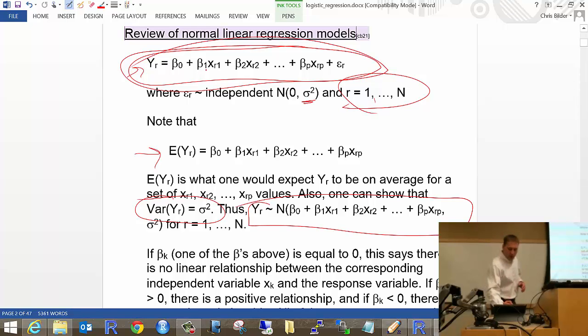With this model, we're very interested in these betas, typically, because that tells you the effect that x has on the response. So if beta is greater than 0, it says that x has a positive effect, meaning as x increases, y increases. If beta is less than 0, you have a negative effect. If beta is equal to 0 itself, it says that x has no effect on y.